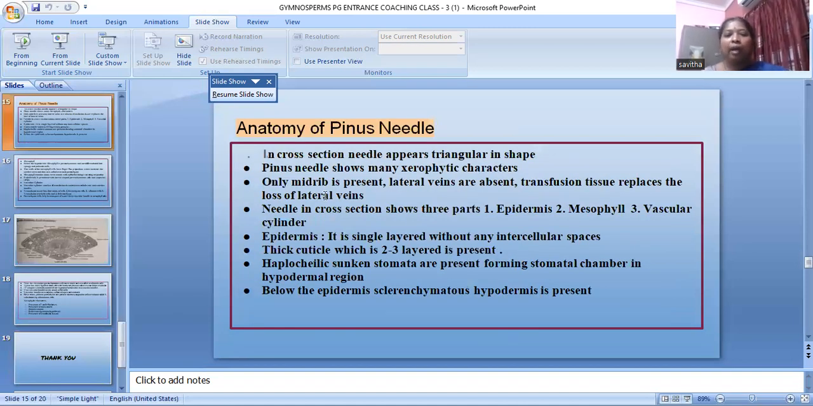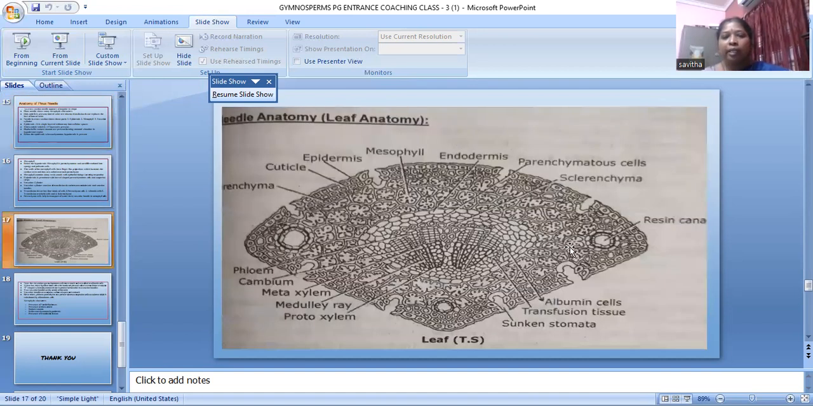When you come to the anatomy of the Pinus needle, the leaf, in cross section we see that the needle appears triangular in shape, which has an outer epidermis with a thick cuticle, and here the epidermis has sunken stomata, which is a xerophytic nature. Sunken stomata are present in the epidermis, and below the epidermis, a 2 to 3 layered hypodermis is present, which is sclerenchymatous in nature, which is also a xerophytic character.